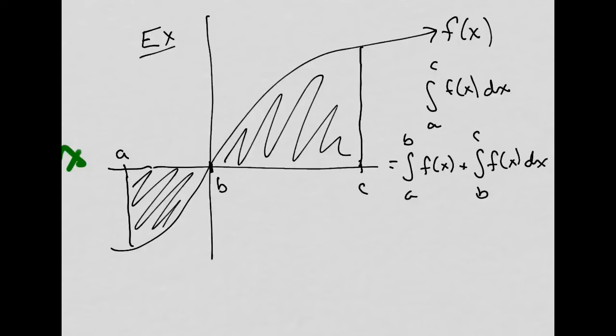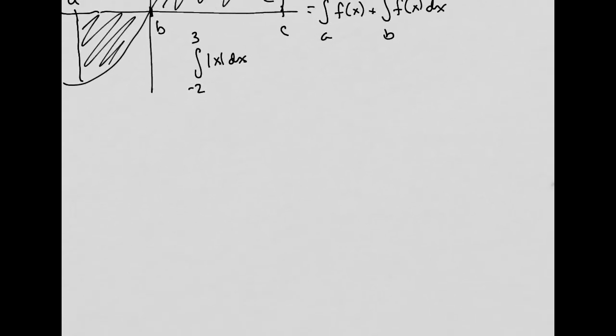In general, this is a very, very useful tool to use, especially when you're doing things like absolute value. So we're looking at the integral of the absolute value from -2 to 3. If you remember, let me go down a little bit. If we're looking at this, then we have something that looks like this. Actually, it looks almost exactly like this.